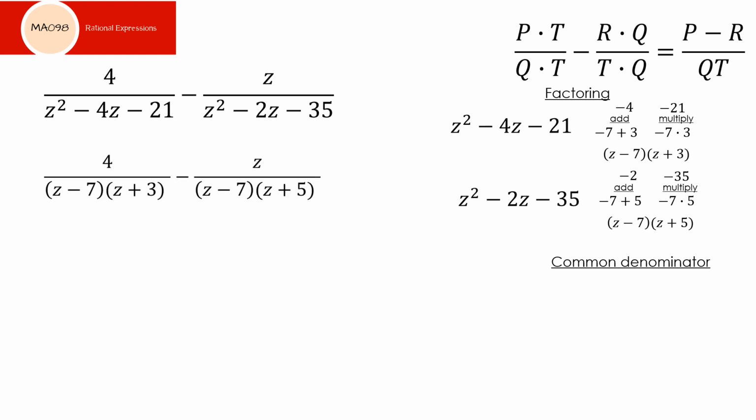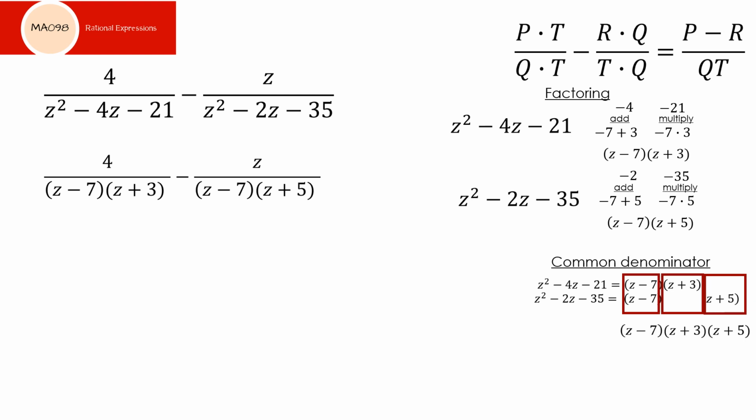Now we have to find our common denominator, because if you notice, we have z minus 7 and a z plus 3, and then a z minus 7 and a z plus 5. So I'm going to write them on top of each other and put the like factors on top of each other too, just like we did in the last one. I'm going to put a box around all of them. So our common denominator is going to be z minus 7 times z plus 3 times z plus 5.